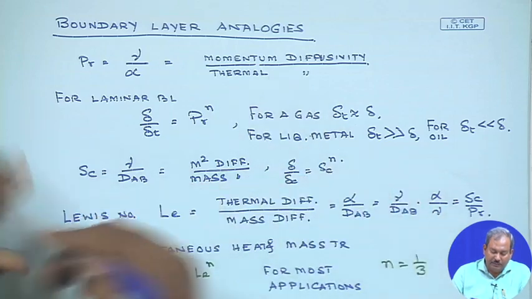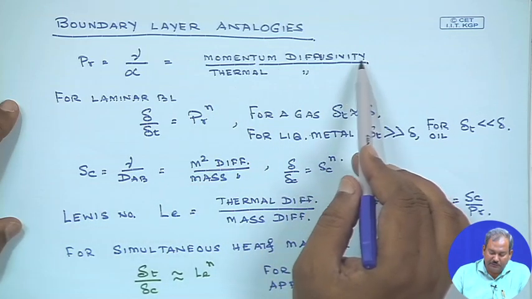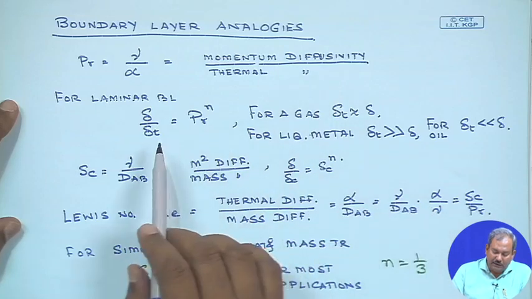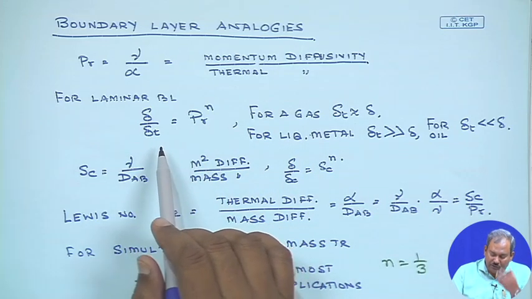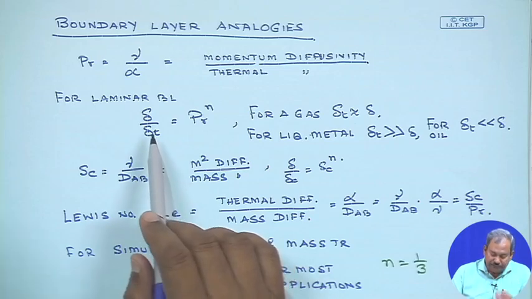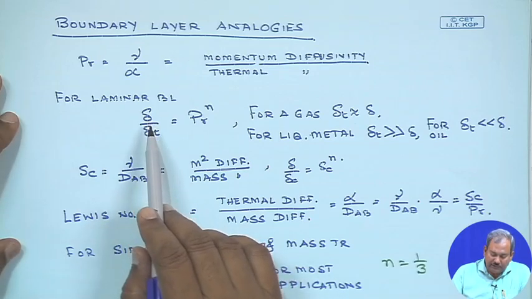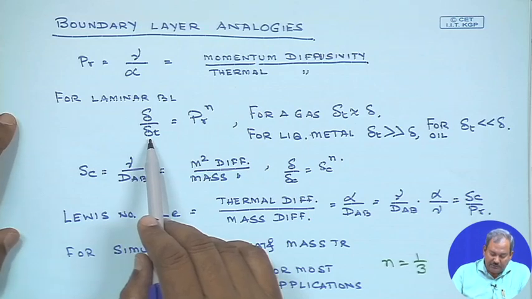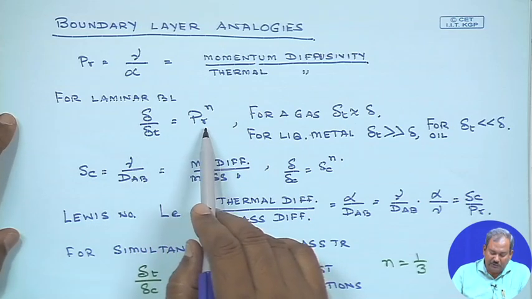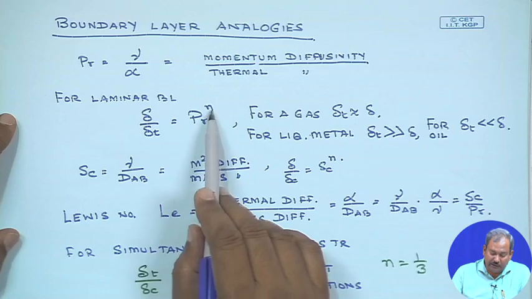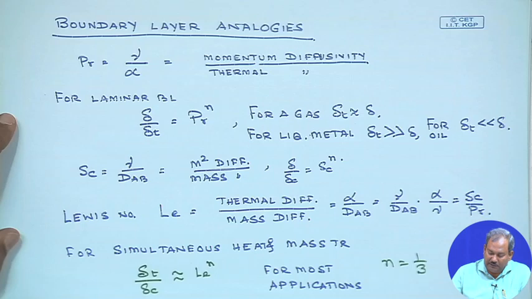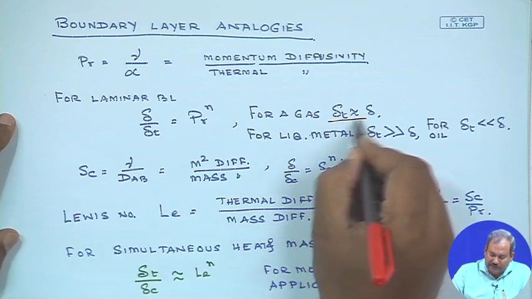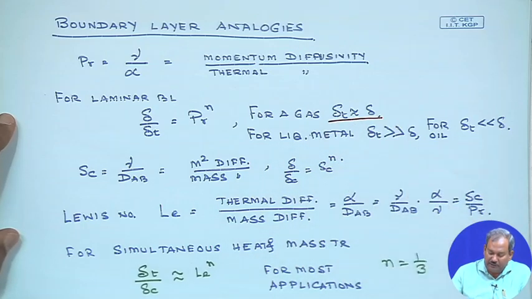So, the Prandtl number is essentially a ratio of momentum diffusivity by thermal diffusivity, and it can be seen from the results of delta and delta T, that is the hydrodynamic boundary layer thickness divided by the thermal boundary layer thickness, is equal to Prandtl number to the power n. And for a gas, since the gases are very well mixed, delta T, the thickness of the thermal boundary layer, would be equal to the thickness of the hydrodynamic boundary layer.